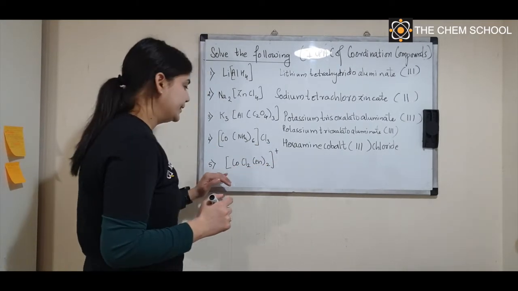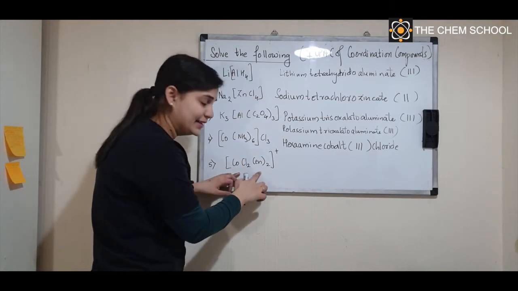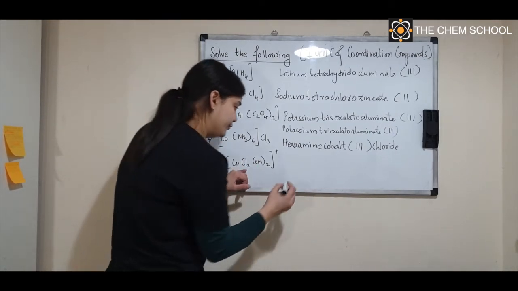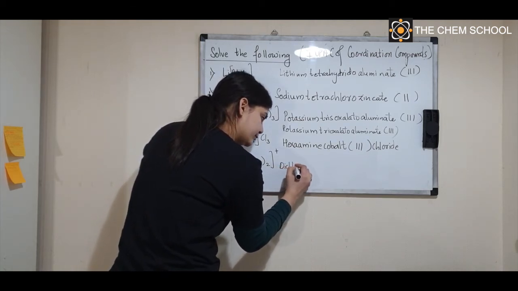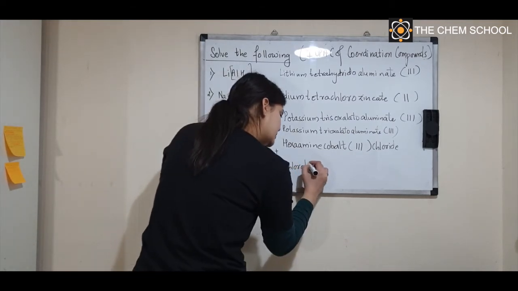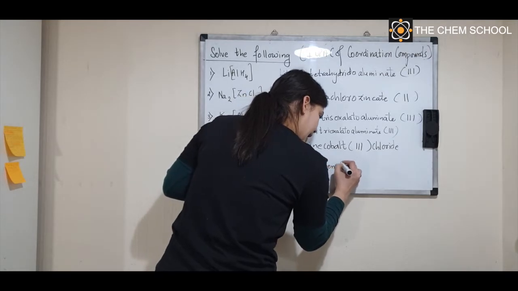Next one. Here you have two ligands, that is chloro and ethylenediamine. So follow the alphabetical order. So first chloro, so dichloro, then ethylenediamine is a neutral ligand, so bis ethylenediamine.